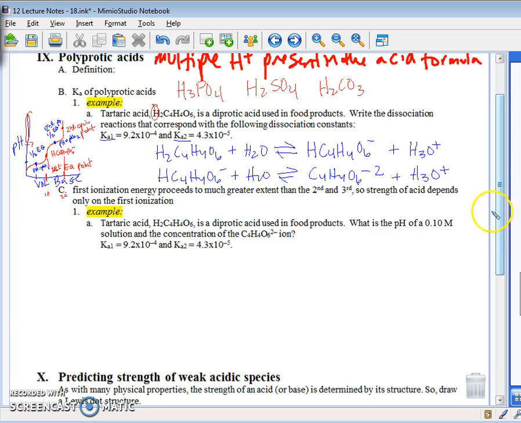And I'm going to tell you right now, the pH of the resulting solution, here's my pitch to you. And you're not going to believe me, but I'm going to tell you right now. The pH of the solution is determined only by the first Ka, not the second. I'm going to show you. You ready?